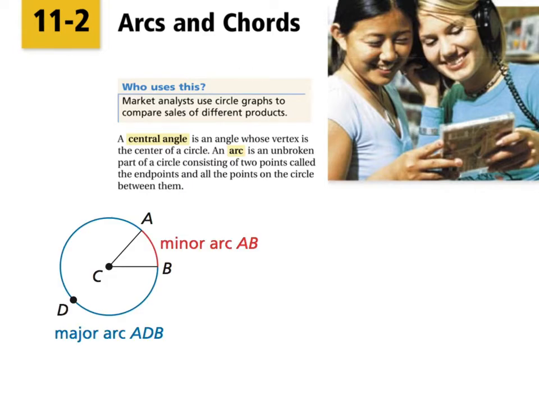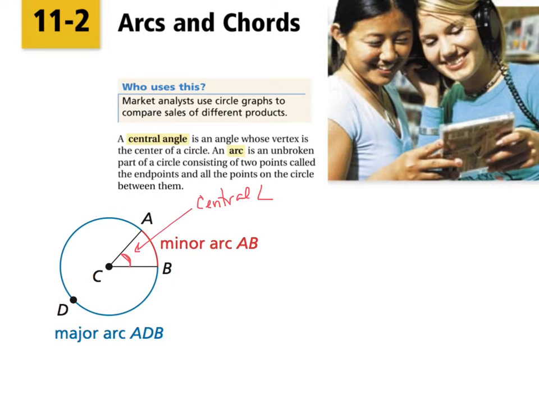So let's go over a picture here. This angle here, angle ACB, that would be the central angle. Now there are two types of arcs, which we'll talk about in a little bit. But an arc is an unbroken part of the circle, such as arc AB. That would be the minor arc. The major arc would be arc ADB or BDA.